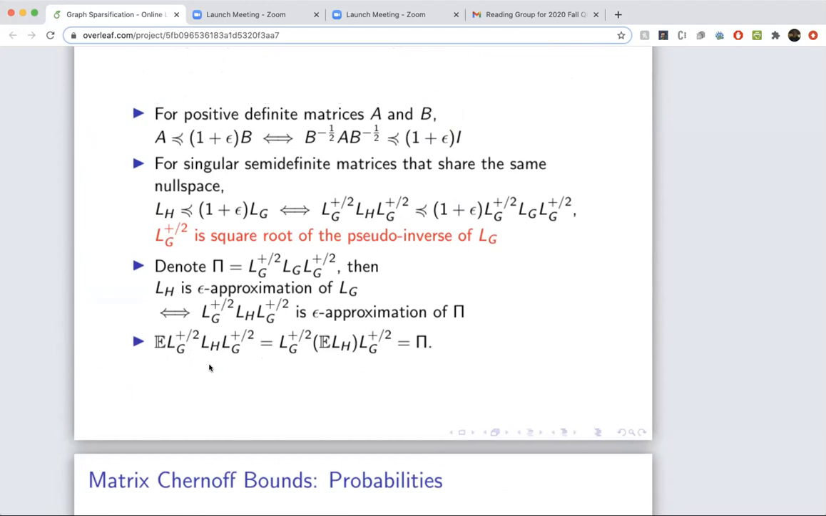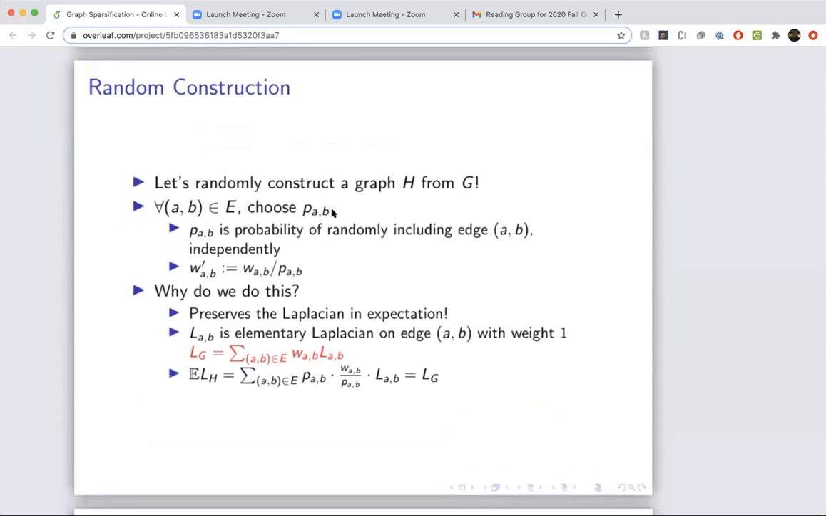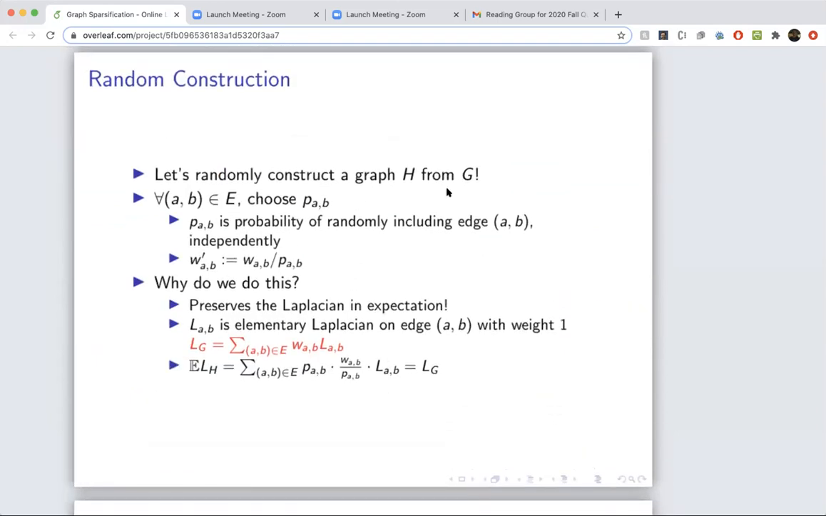Hold on. So here H is a random matrix? Yeah, H is the graph that's constructed randomly. And then what about G? Where do you get the G? The G is the input graph that we want to sparsify. So G is a given. Oh, G is given. G is not a random matrix.